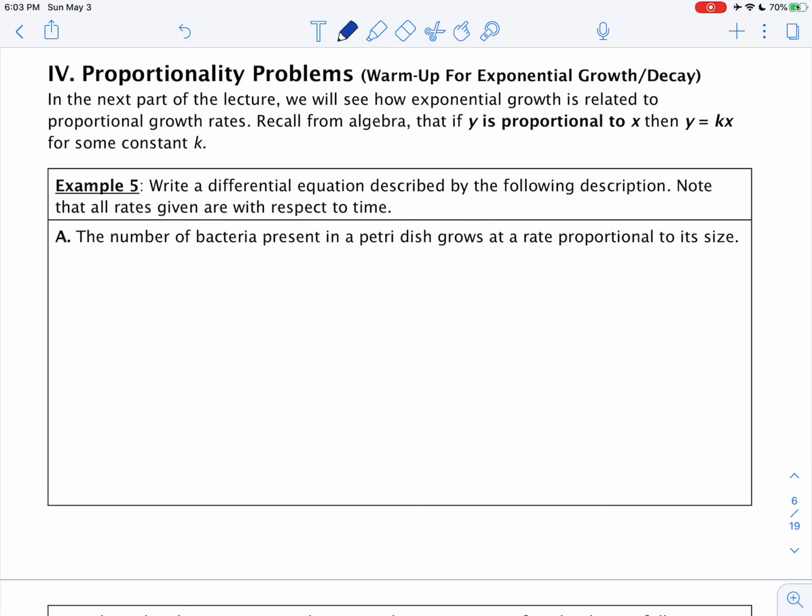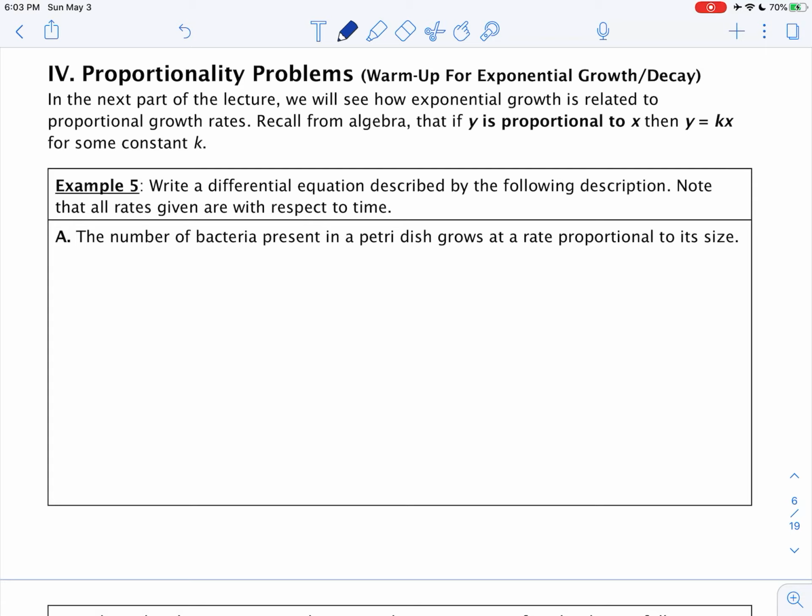Hello, we're back to the Introduction to Differential Equations, Chapter 9, and we're going to go over some modeling of real-world applications. And so you'll see where differential equations can come up.